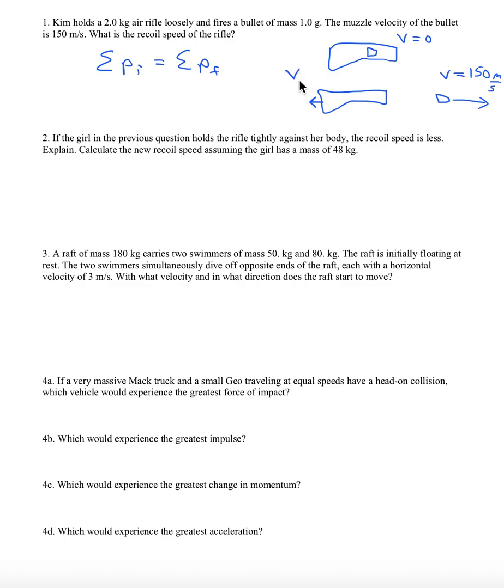So we want to assign a letter to the gun and the bullet, A and B. A is the gun, B is the bullet. Okay, so now we need to fill in the equation. Just by looking at the situation, we can see that at the start, our system had 0 momentum. And so that's what we want to put in here, a 0 for the initial momentum.